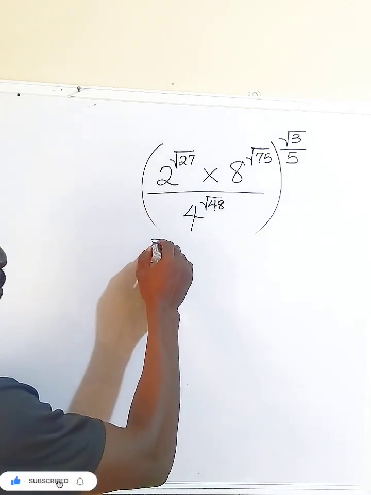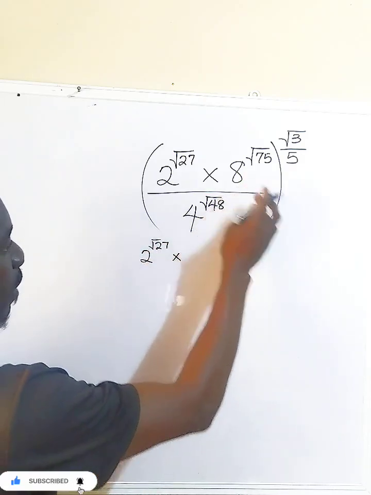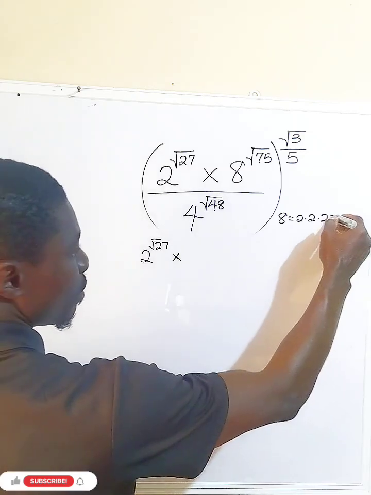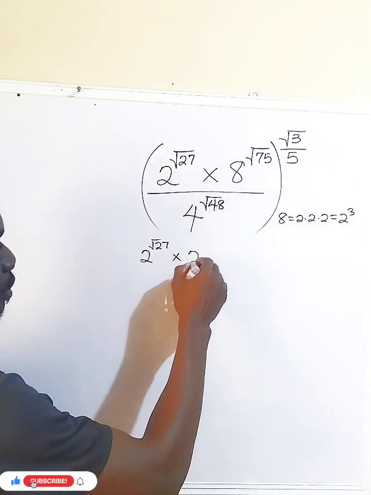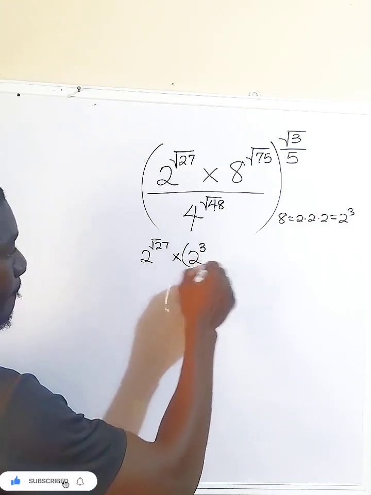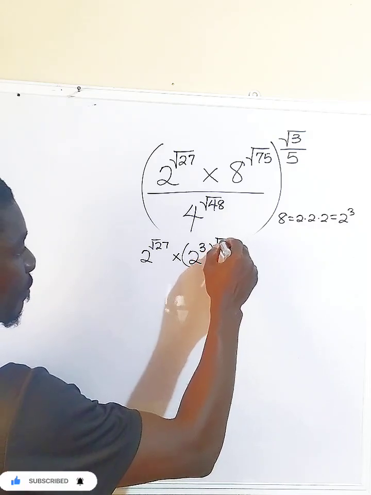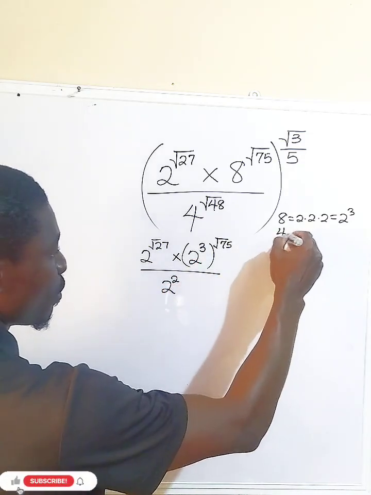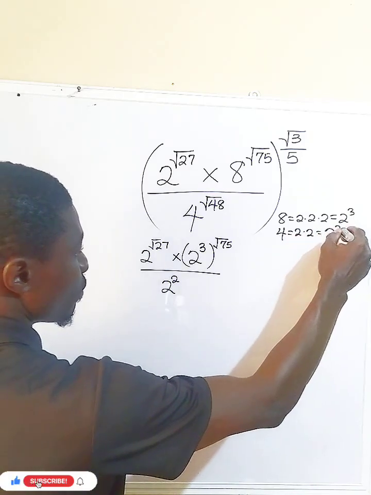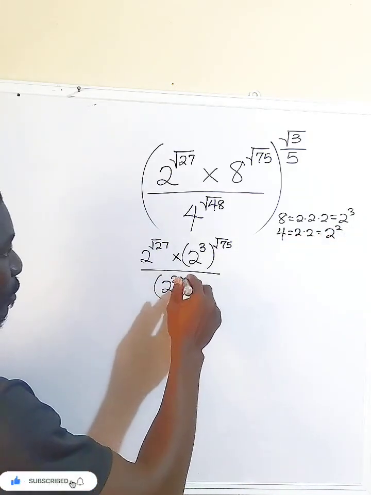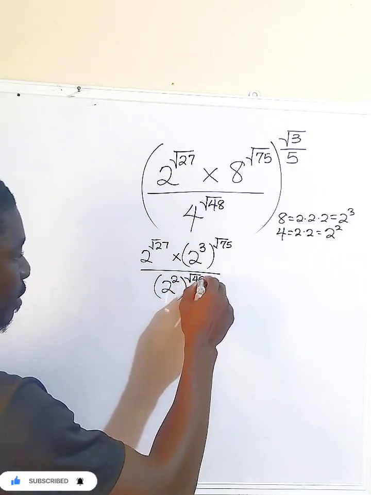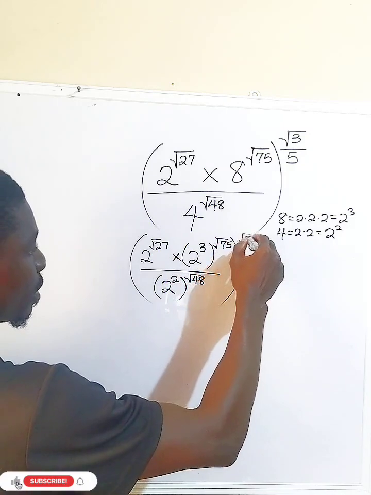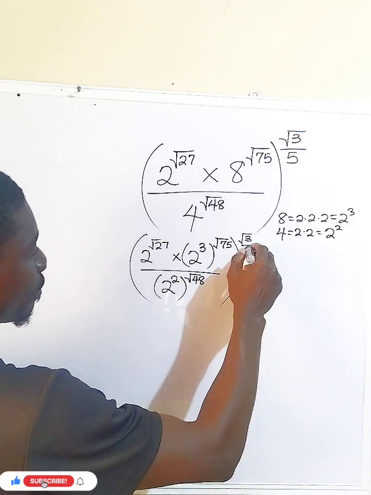By reducing them we get 2 raised to the power of the square root of 27, now times our 8 here, which is 2 times 2 times 2. That will give us 2 raised to the power of 3. So here you have 2 raised to the power of 3, raised to the power of root 75, then all over 2 raised to the power of 2, and that's because 4 equals 2 times 2, which gives us 2 raised to the power of 2, then all raised to the power of root 48. Now take note that all this is raised to the power of the square root of 3 all over 5.